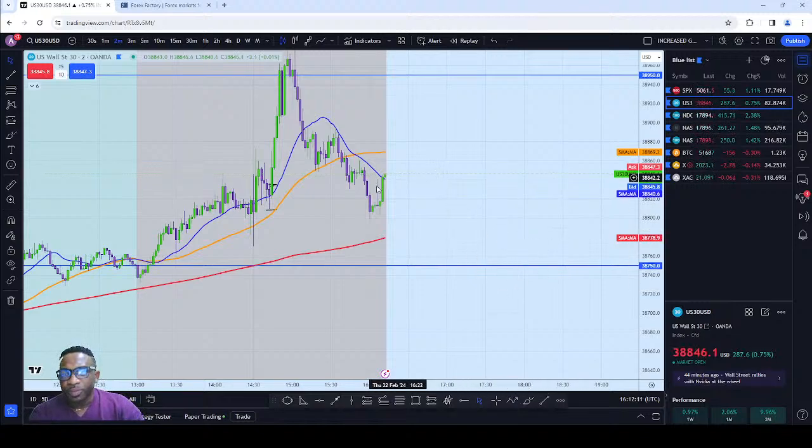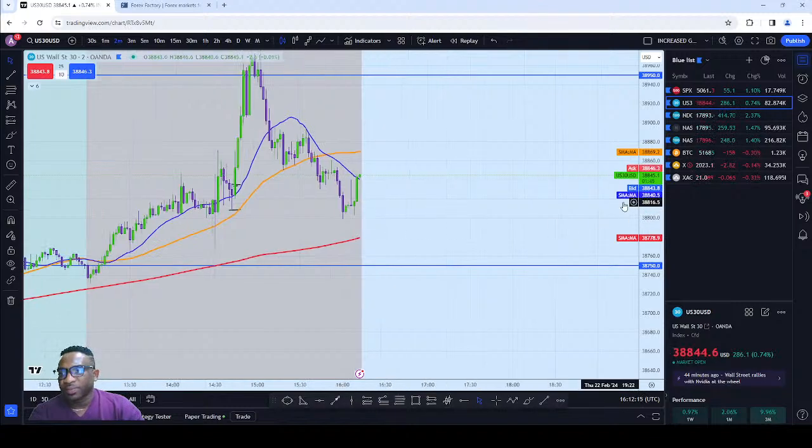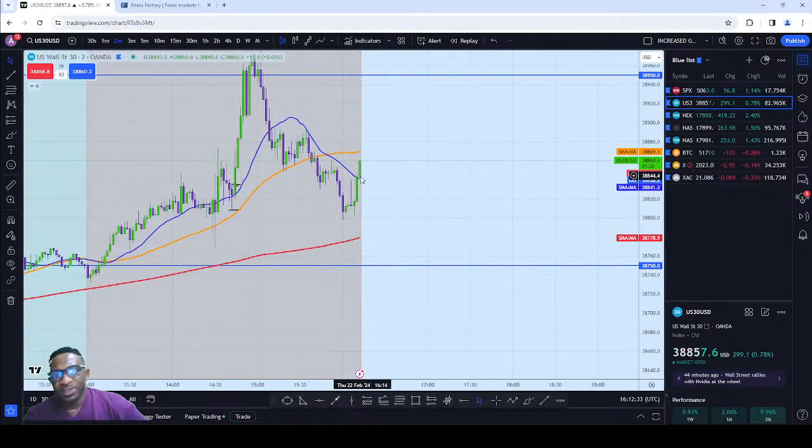Okay, so now as we see, this is US 30. It's moving above the 20 now. So as it moves above the 20 and it gives us an event there, we can hop onto it. So what we expect is price giving us an event here to hop onto it to go to the upside.